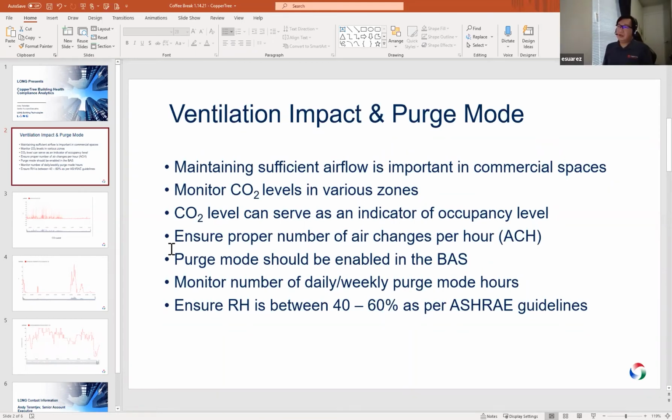Yeah. Now, the one thing as well that we've observed is purge mode. This is simple. It's actually a very simple setting within the BAS where you can either enable or disable purge modes. Typically, what we recommend is that if your occupants are going to the building around 8 a.m., you should start doing your purge mode, say roughly around 6:30 a.m., or at least 2 hours before. It should be a common practice, but here's the reality.